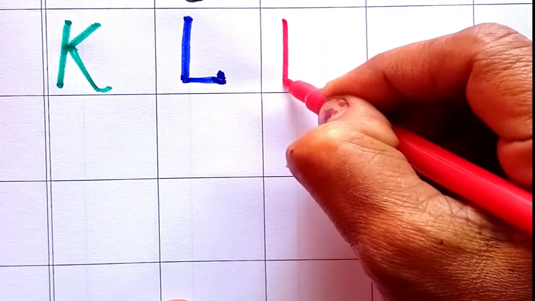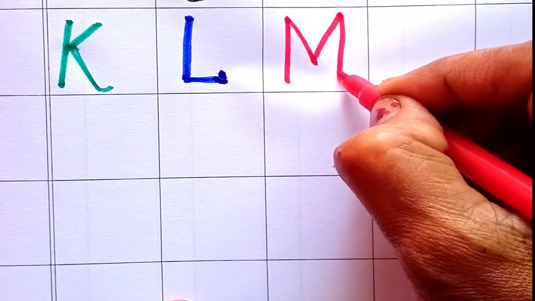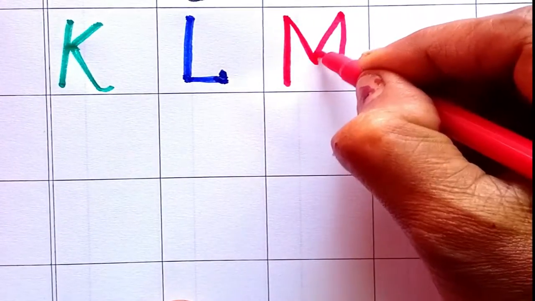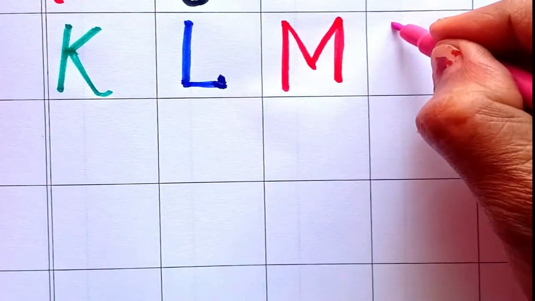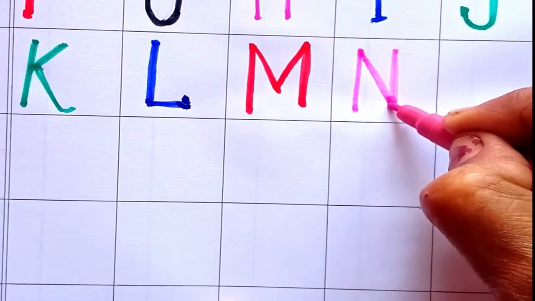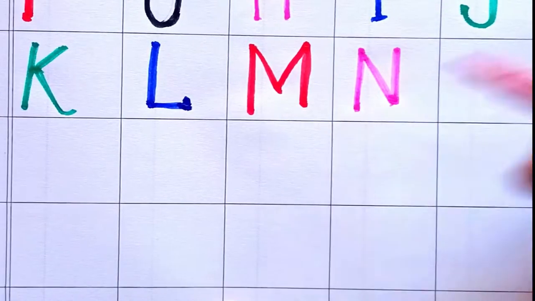M. M for monkey. M for monkey. Purple color. N. N for nest. N for nest.